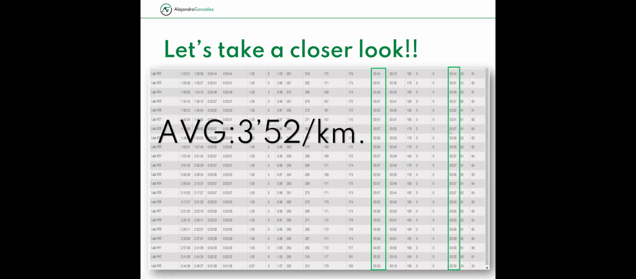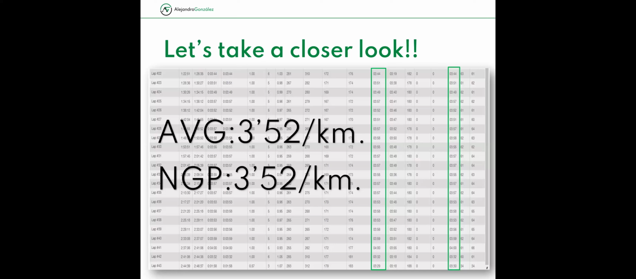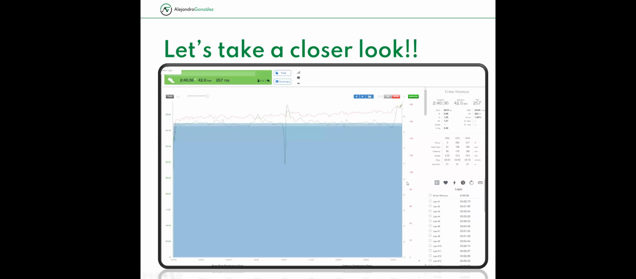And this is a very interesting point because the normalized gradient pace was 3 minutes and 52 seconds too. That means the pace was the same, and I don't remember if I said that this was his first marathon ever. That means that the last part of the race was very, very flat. This is the total race: 2 hours, 36 minutes, 46 seconds for this distance.